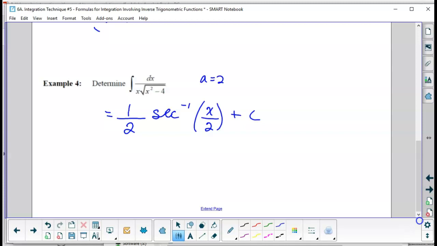So really in this, you're just using your formula sheet for these. Okay.